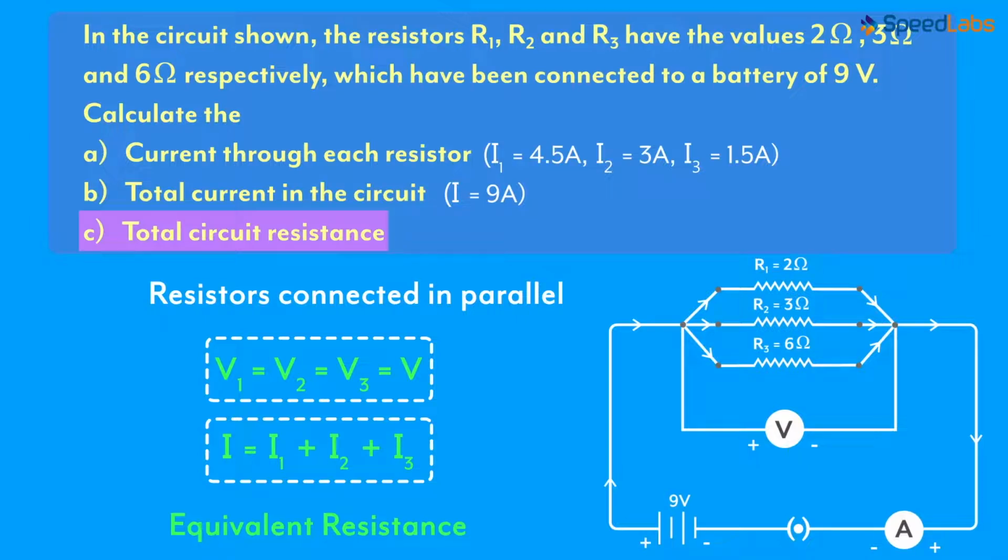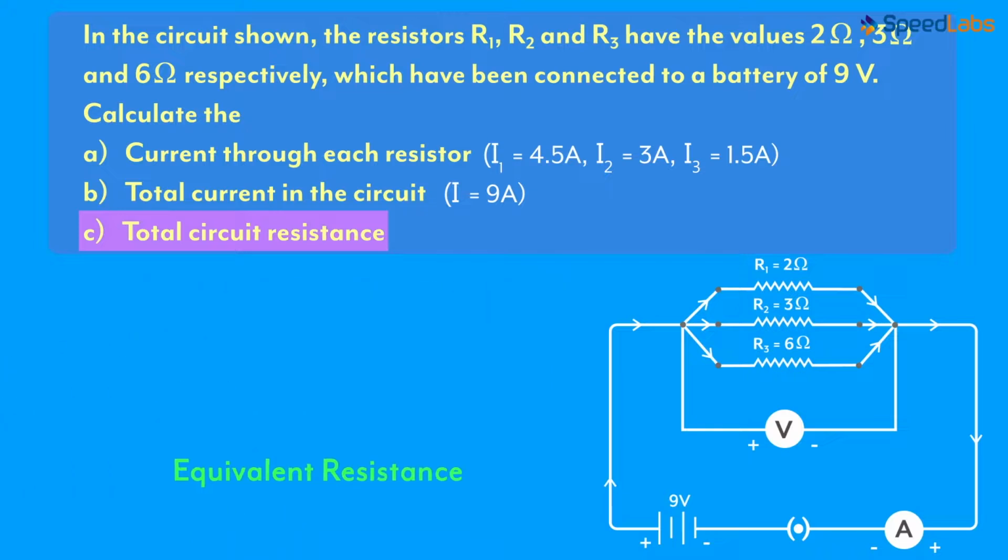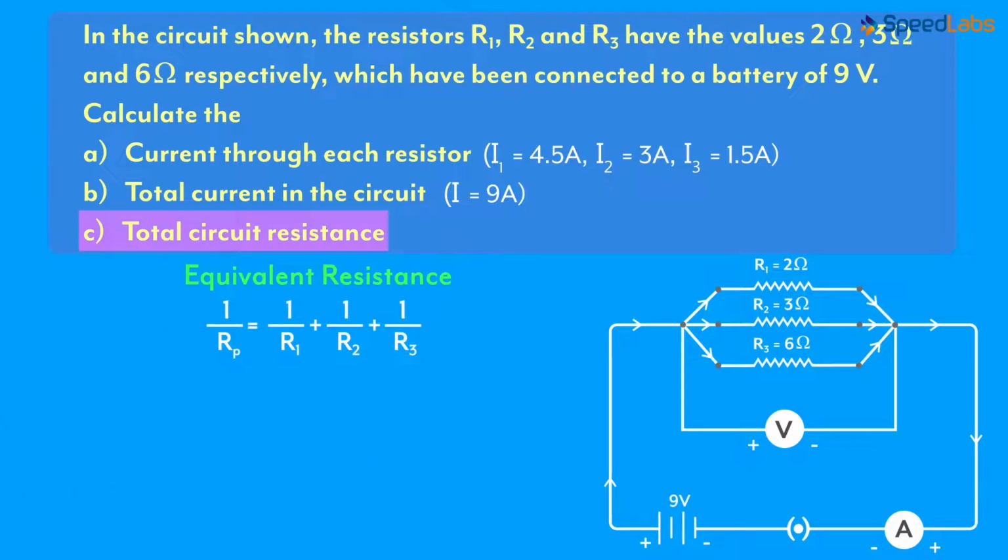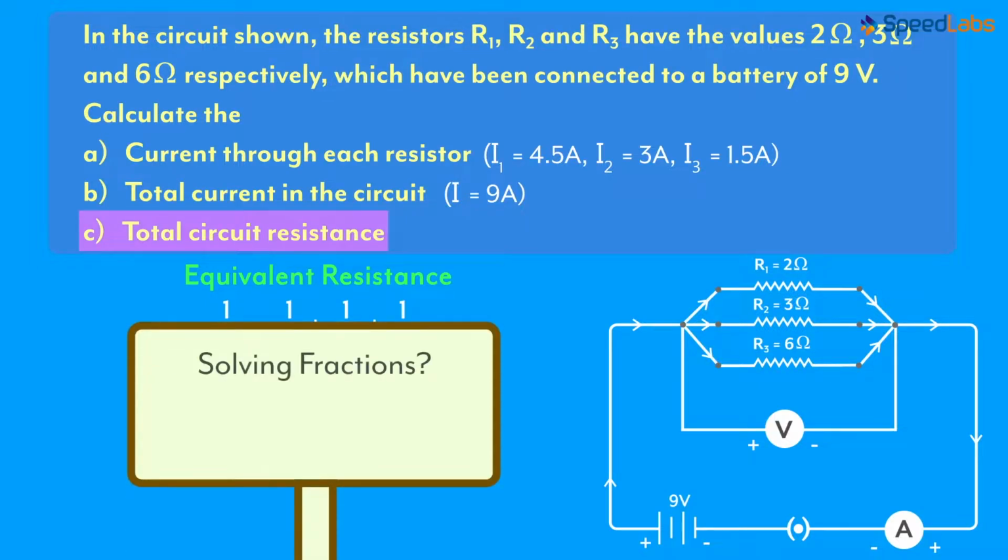For resistors connected in parallel, it was given by this formula. When resistors are connected in parallel, the reciprocal of the equivalent resistance is equal to the sum of the reciprocals of the individual resistances. Do you want to try solving for Rp? Substituting the values will give us the value of 1 over Rp as 1 over 2 plus 1 over 3 plus 1 over 6.